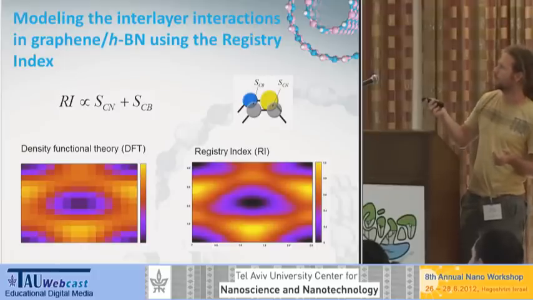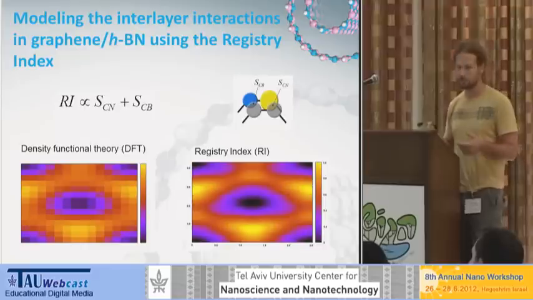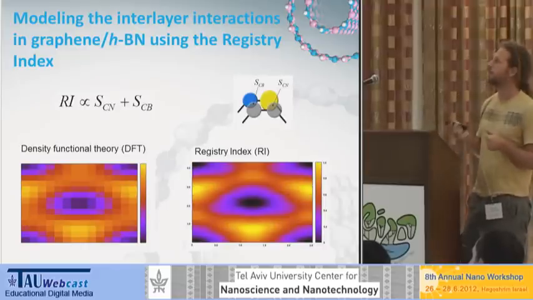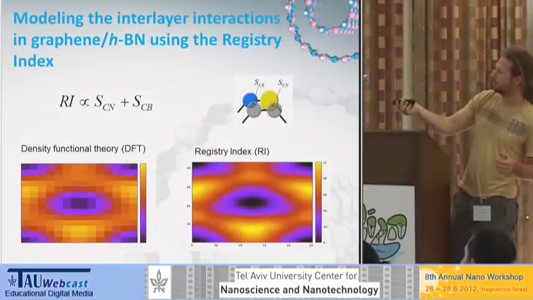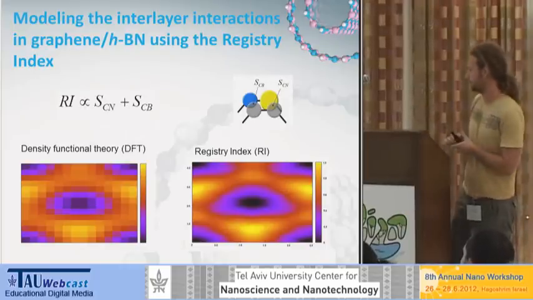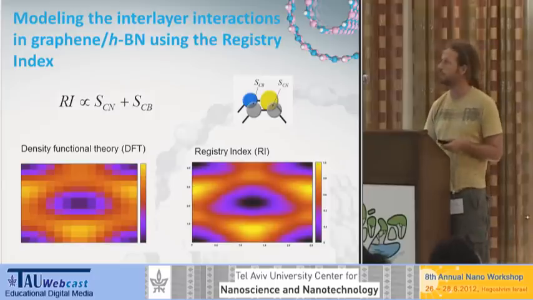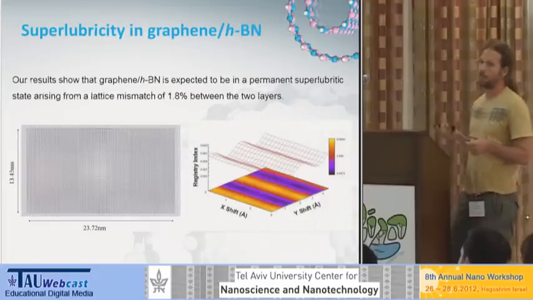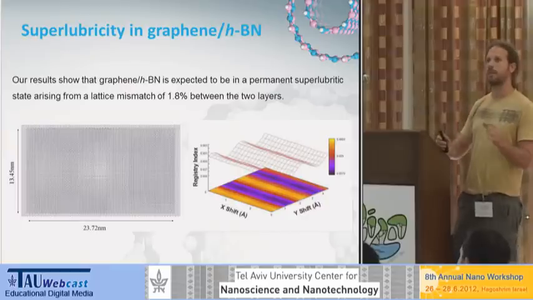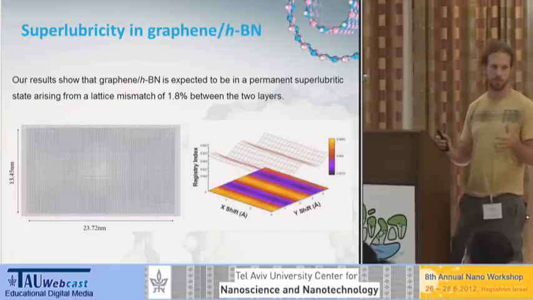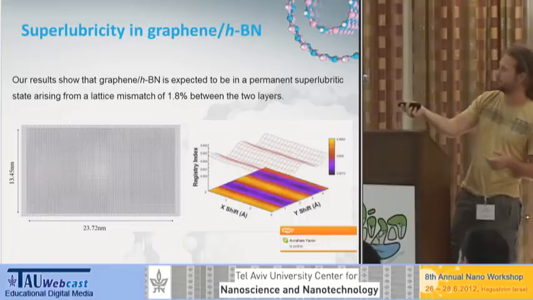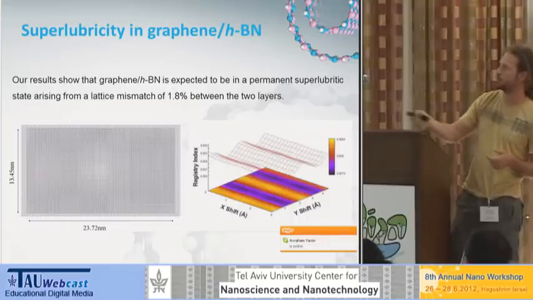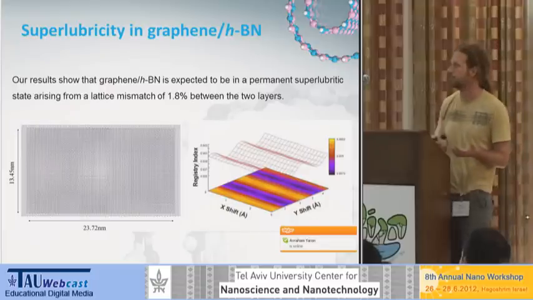What we do is we just ascribe circles around atoms. We measure the overlap between these circles. And what we see here is the registry index. These are the DFT calculations, and we see that we get almost exact results. Now, because boron nitride has a lattice mismatch 1.8% longer than that of graphene, we get a really big unit cell, as you see here, which is too big for DFT to calculate.